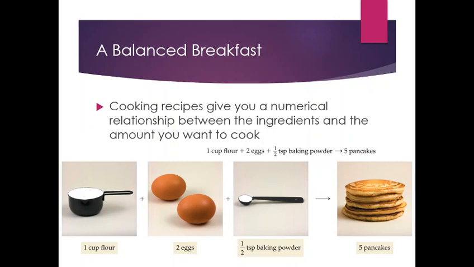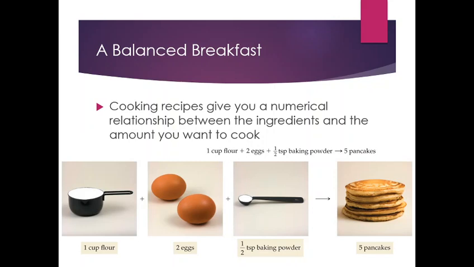And so when you start talking about cooking pancakes, I love my pancakes. If you start cooking pancakes, you follow a recipe of 1 cup of flour to 2 eggs plus half a teaspoon of baking powder will produce 5 pancakes. In this situation, you are looking at a stoichiometric relationship between your ingredients and your pancakes. This relationship tells you the exact number of your ingredients that you need to mix together to get an exact number of product, or pancakes.